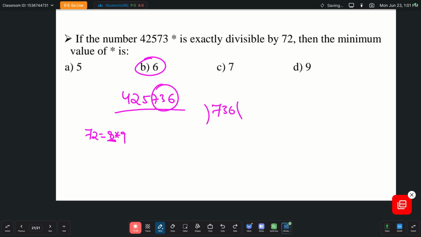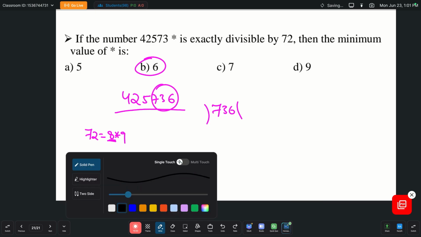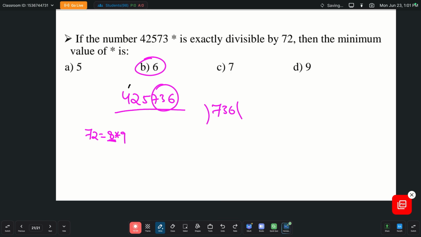What about 9 table in the sense? Divisibility rule for 9: where we are getting 9, sum will be equal to 9. 5 plus 4 equal to 9. 7 plus 2 equal to 9. 3 plus 6 equal to 9. So all the numbers are cancelled. We are getting remainder 0. Here also remainder is 0. Answer will be equal to 6.